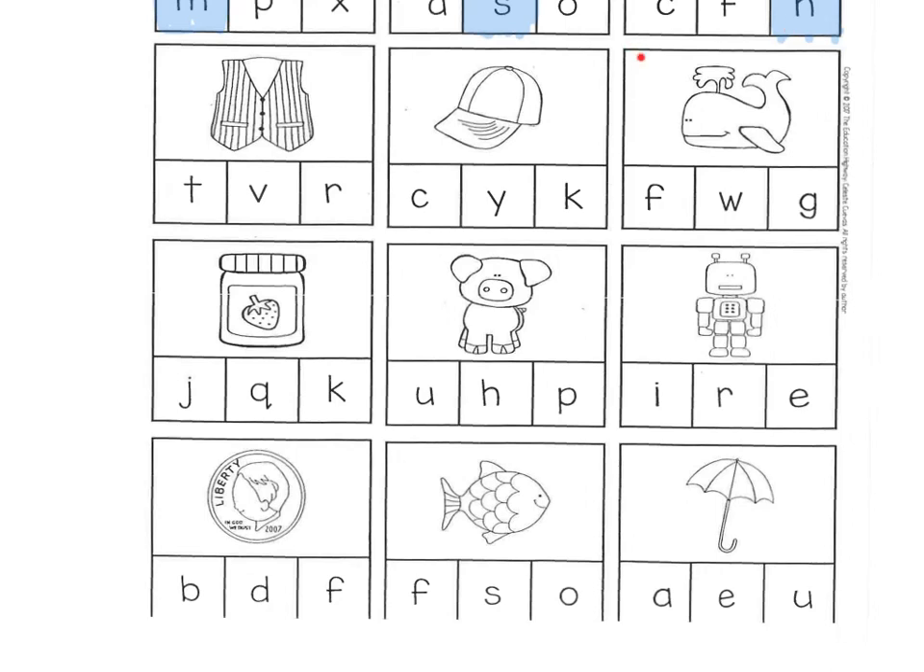Okay, the next one is a whale. Then we have a jar of jam, a pig, a robot. Okay, this one isn't actually a coin. This one is a dime. D-I-M. Dime. Then after that we have a fish. And then we have an umbrella.